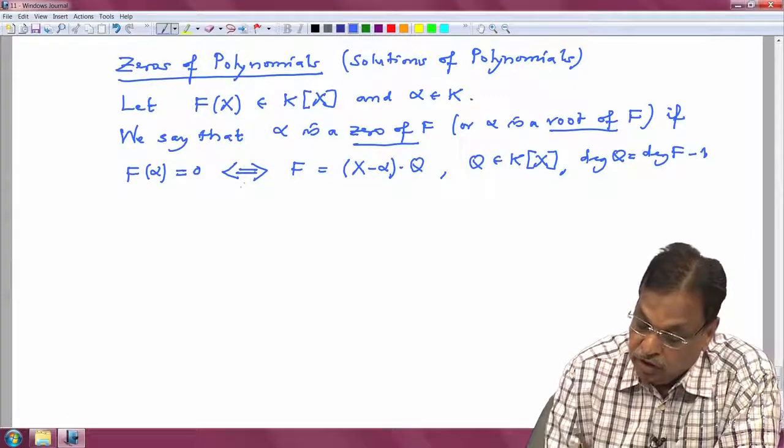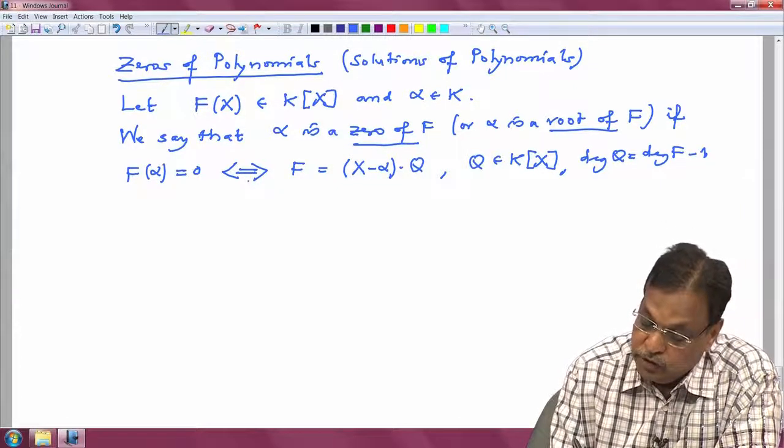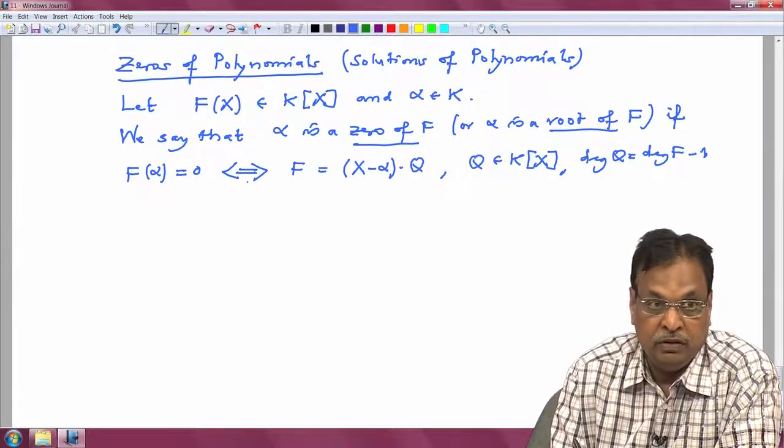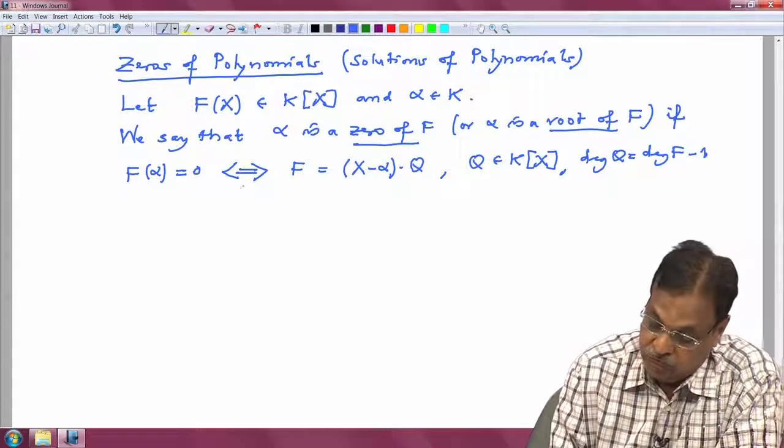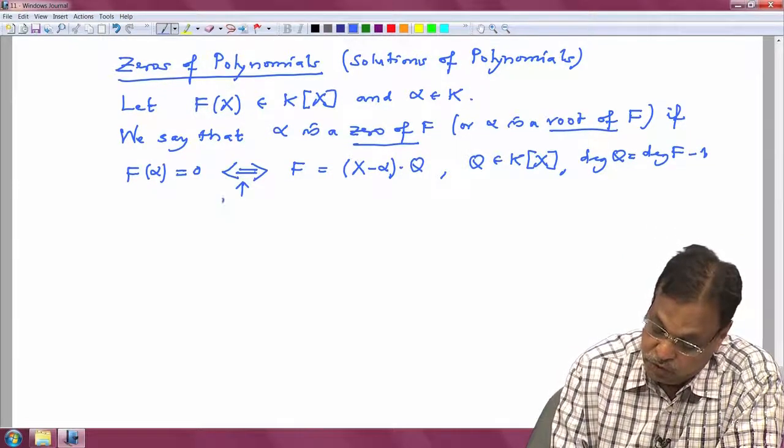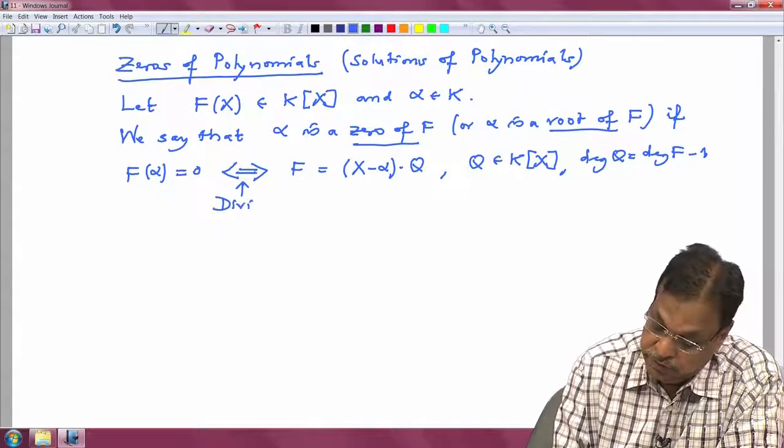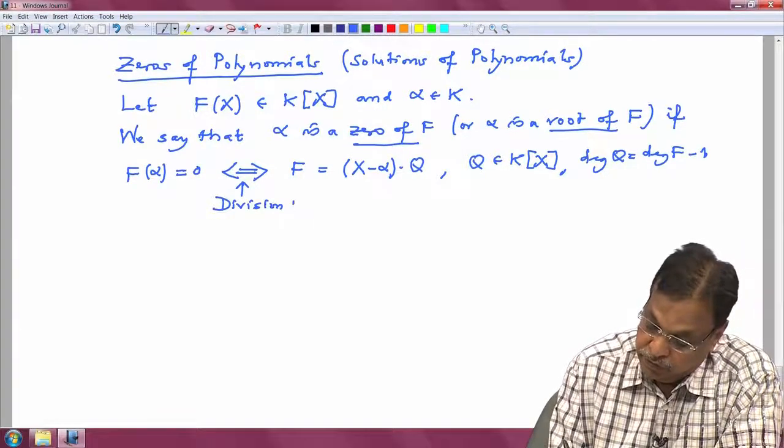This equivalence follows immediately from the division with remainder. So, for this one needs to use division with remainder.